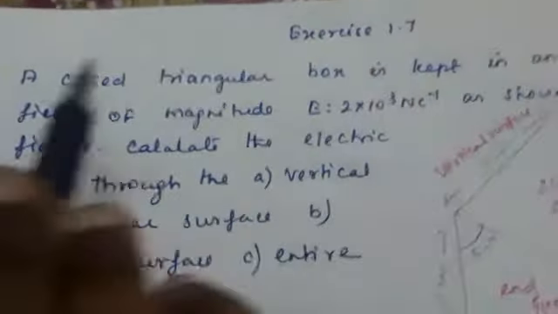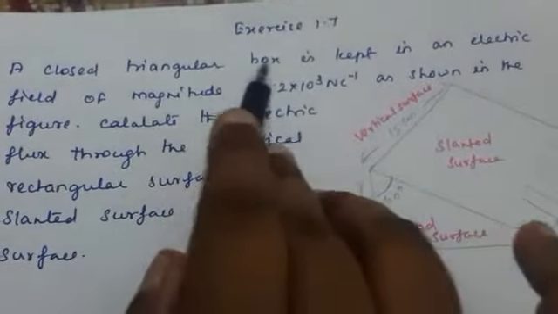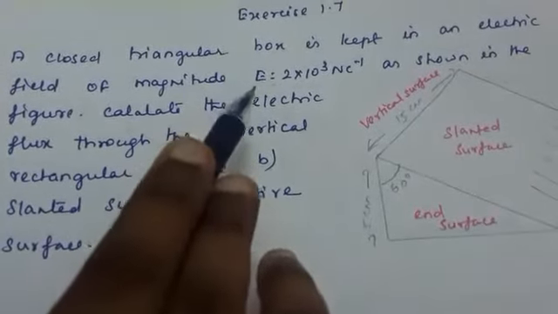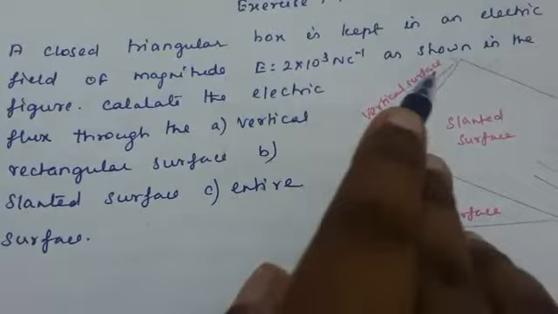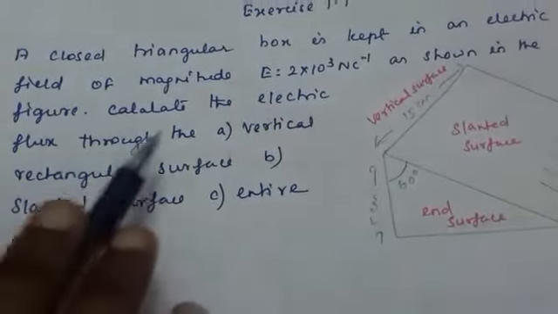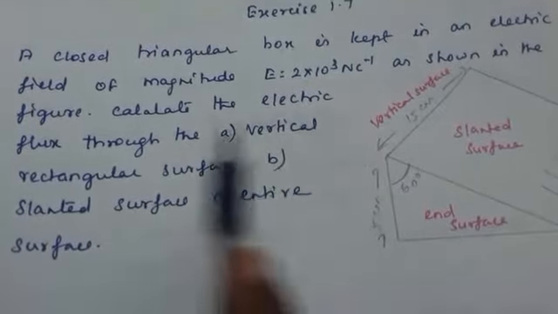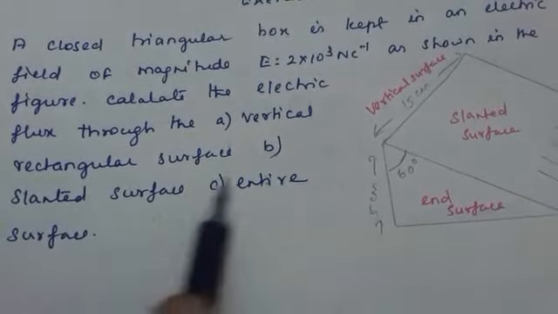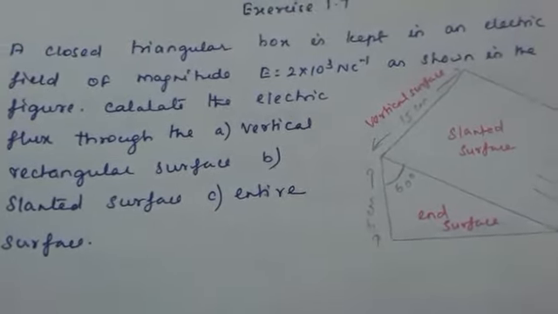Exercise 1.7. A closed triangular box is kept in an electric field of magnitude E = 2 × 10^3 N/C as shown in the figure. Calculate the electric flux through the vertical rectangular surface, the slanted surface, and the entire surface.